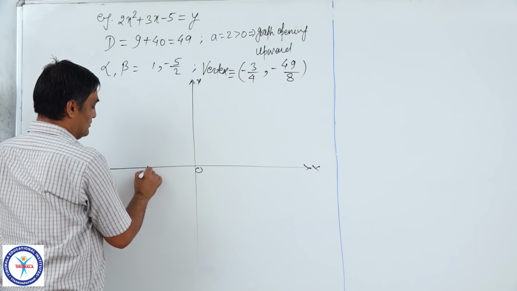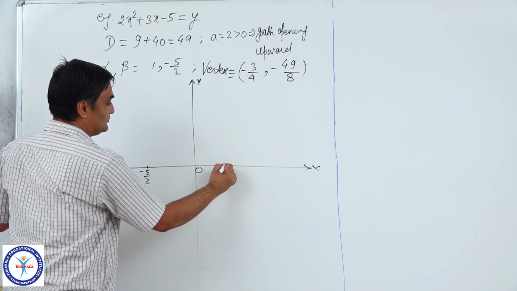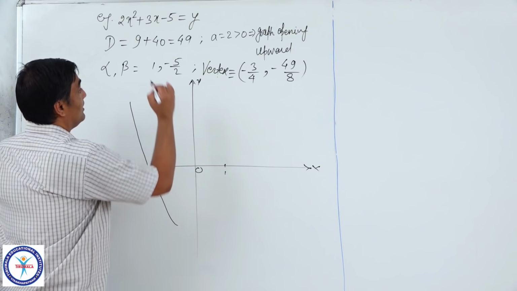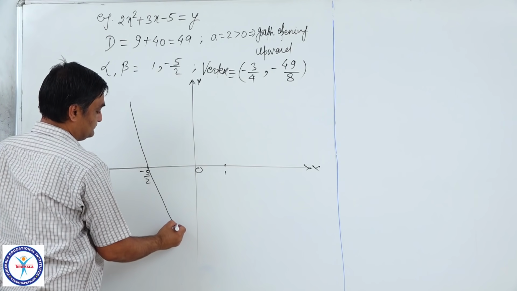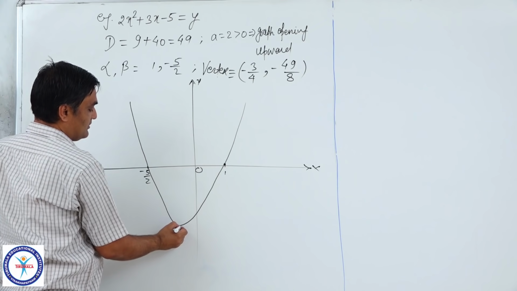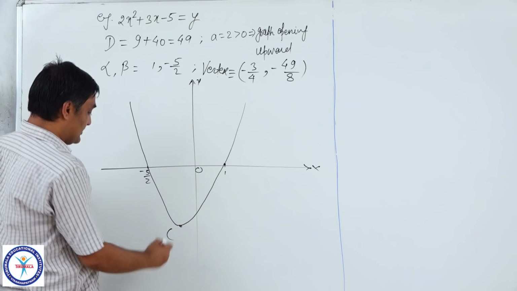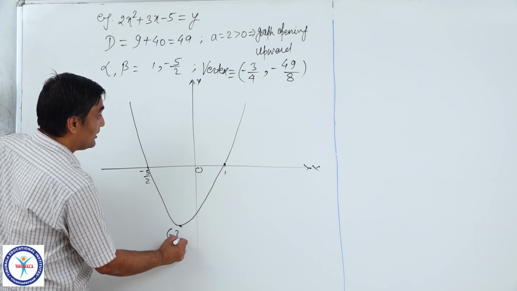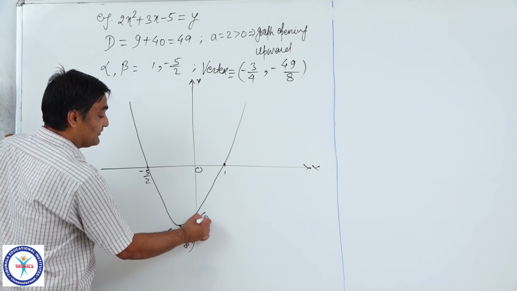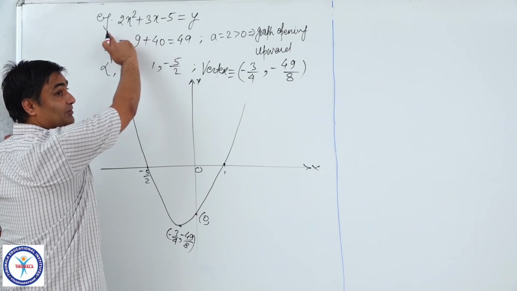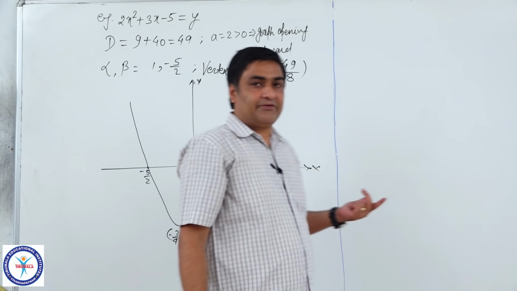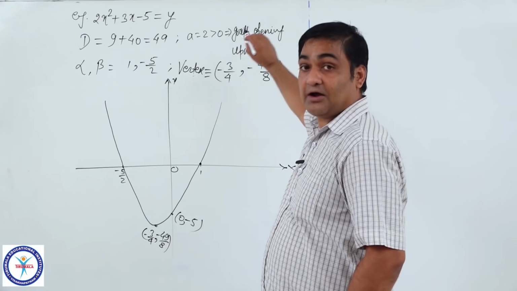Minus 5 by 2, 1. And like this. This point is minus 3 by 4, comma, minus 49 by 8. This point is 0, comma c, which is y minus 5. So this, we can draw the graph like this.